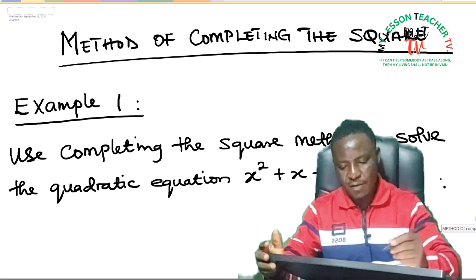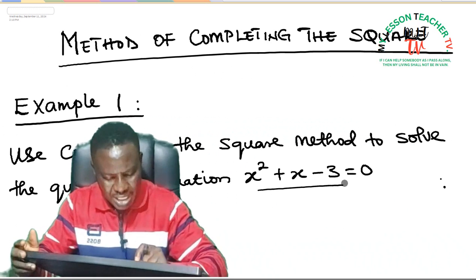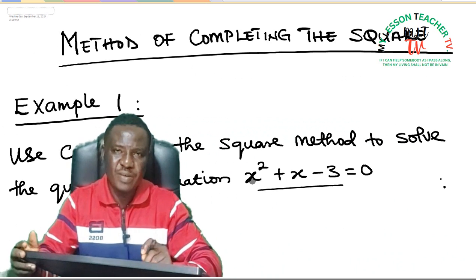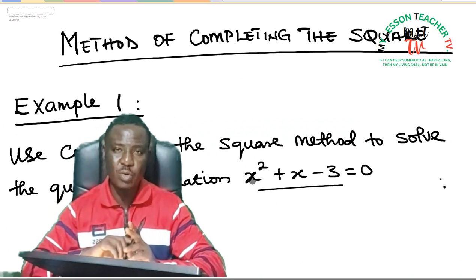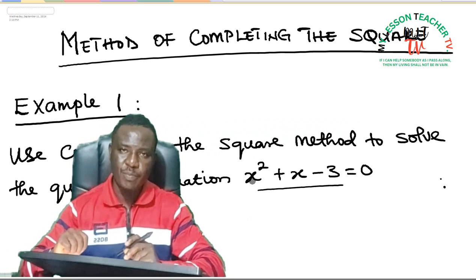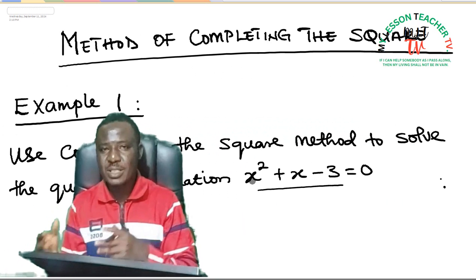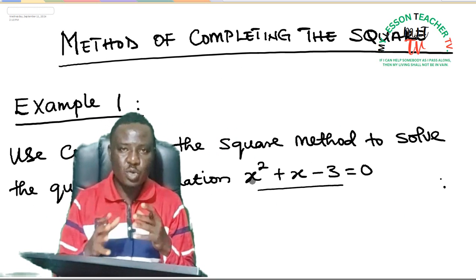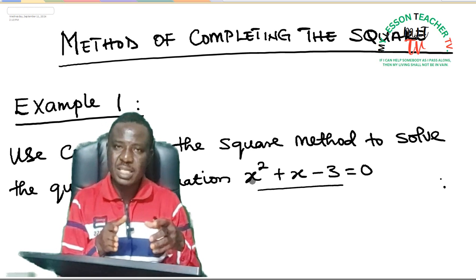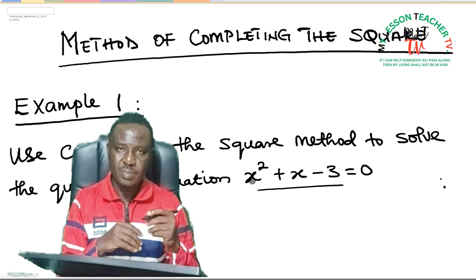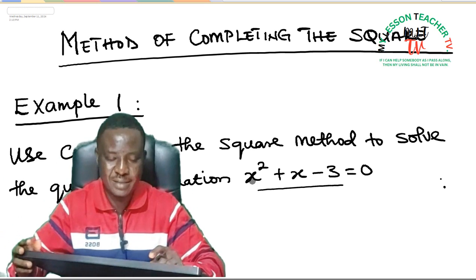So if you have an equation in this form, one, looking at it, it is not a perfect square. Two, it cannot be factorized using the factorization method. So what do you do? Questions like this gave birth to the completing the square method. So what we are going to do is take the constant term to the right-hand side and then use the completing the square method on the left-hand side.